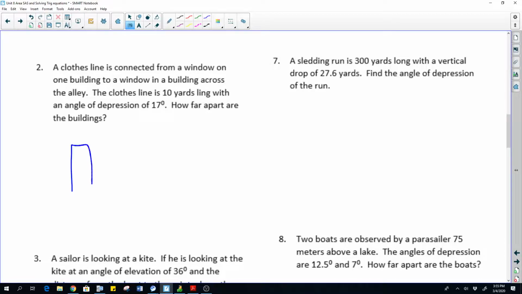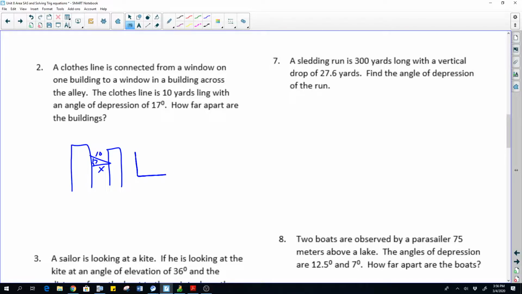So we go ahead and draw those two buildings. And we do have an angle of 17 degrees. Awesome. So there's our 17 degrees. And so they want to know how far apart the buildings are. We'll call it X. They do tell us the clothesline is 10 yards. So that would be the hypotenuse. Cool.